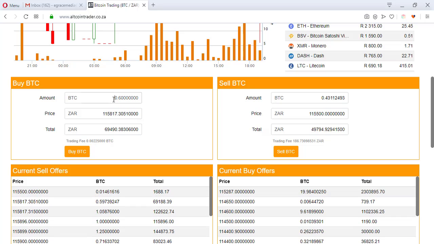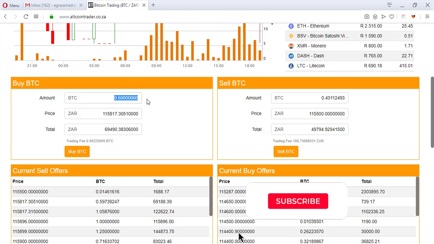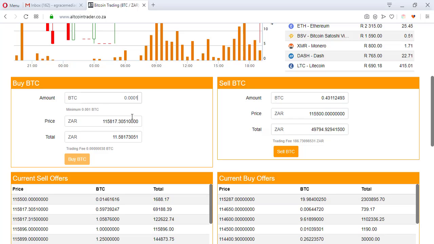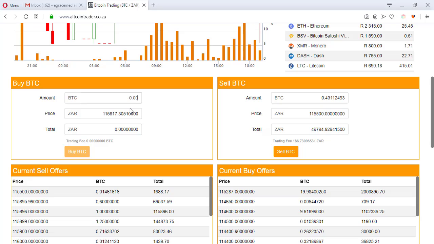Okay, so right now I'm just gonna see how much I can buy with 160 Rand. Obviously it's gonna be 0 point something. If I say 0.1, with the current price I will need 11,581 to buy 0.1. So obviously I have to put some more zeros. If I put 3 zeros and 1, I will need 11 Rand to buy, which means I have to remove 1 zero here.